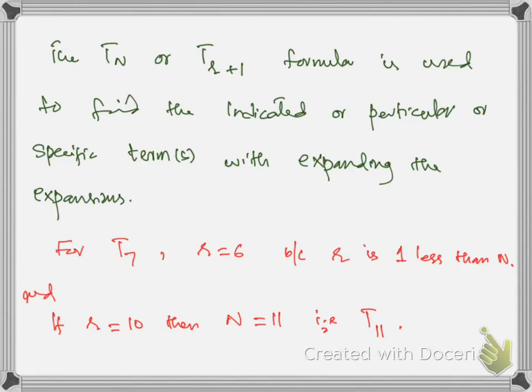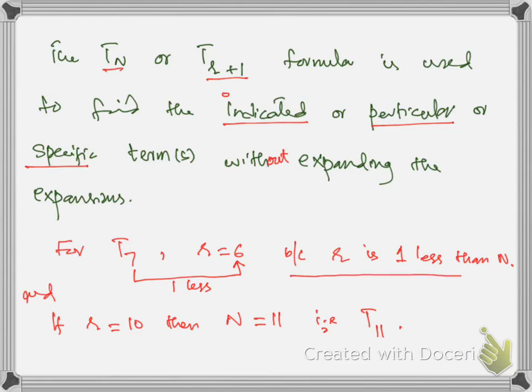Now, where do we use this formula? The Tn or Tr plus 1 formula is used to find the indicated or particular or specific term or terms without expanding the expansions. For T7, r should be 6 because r is always 1 less with respect to n. So if this is 7, then r must be 1 less. I have mentioned this here: r is 1 less than n. If r is 10, then n must be 11 because n is always 1 more than r. Therefore, you need to work for T11.